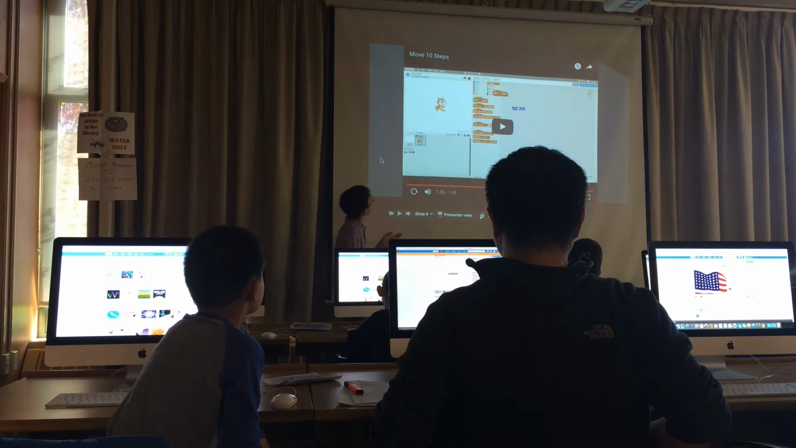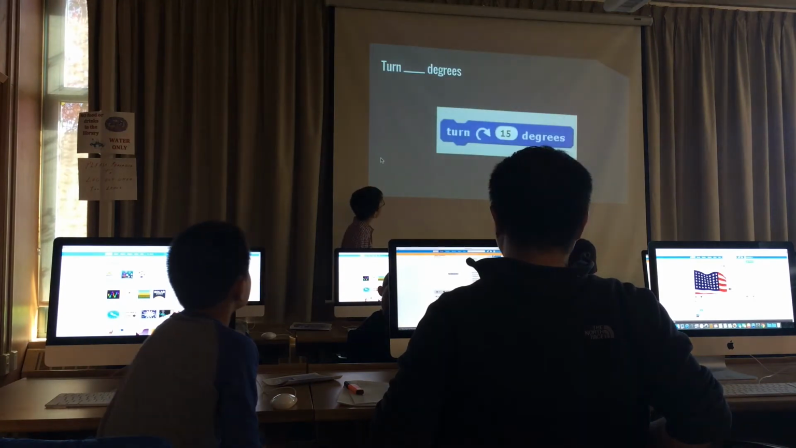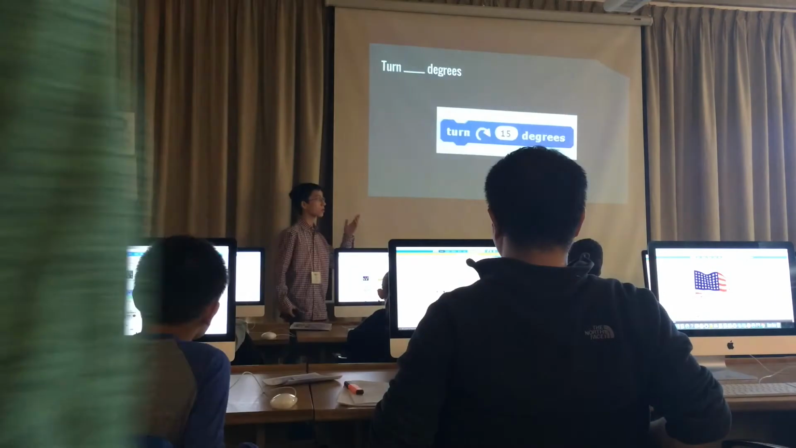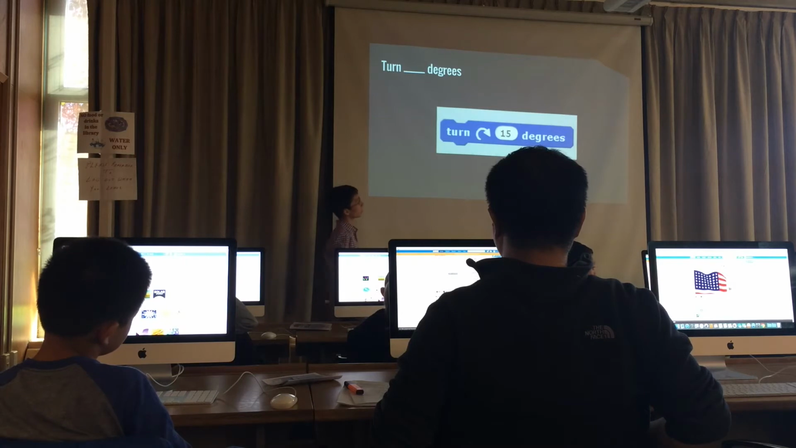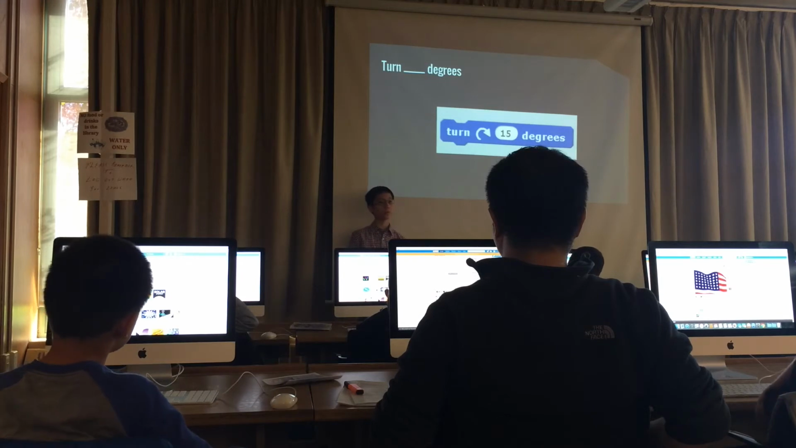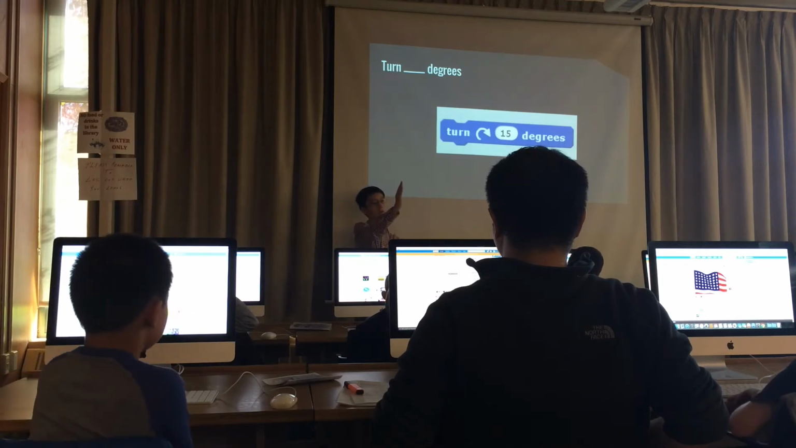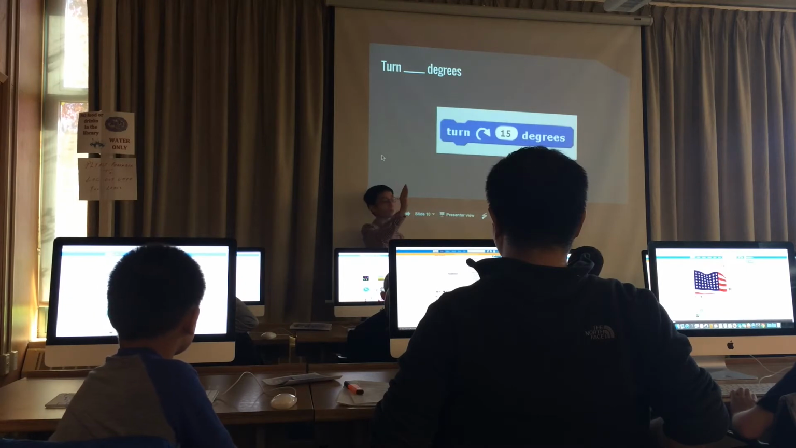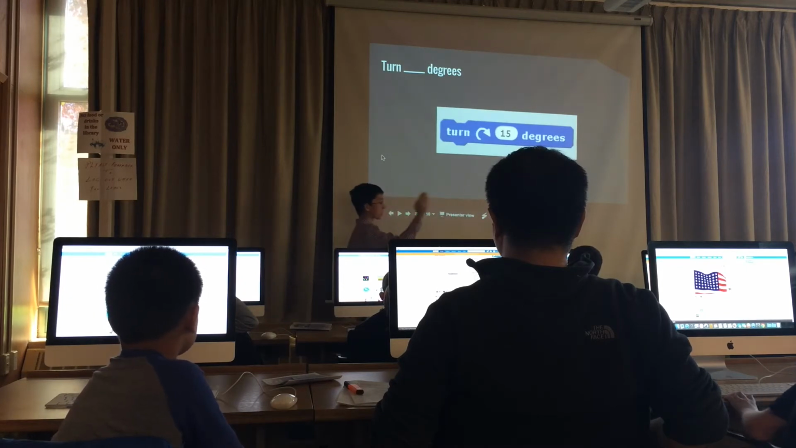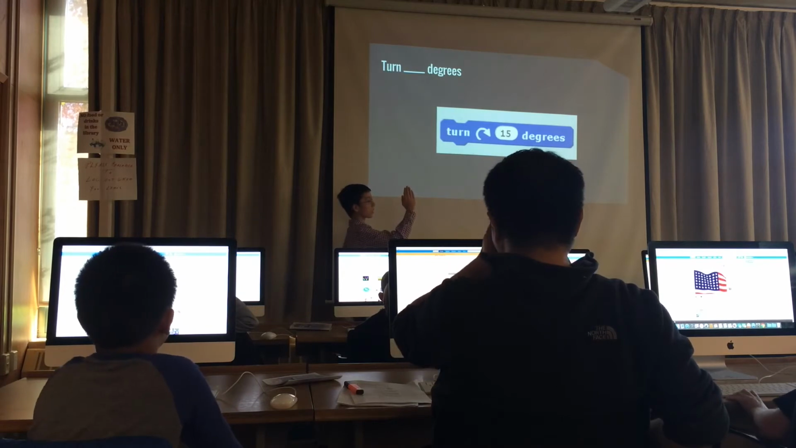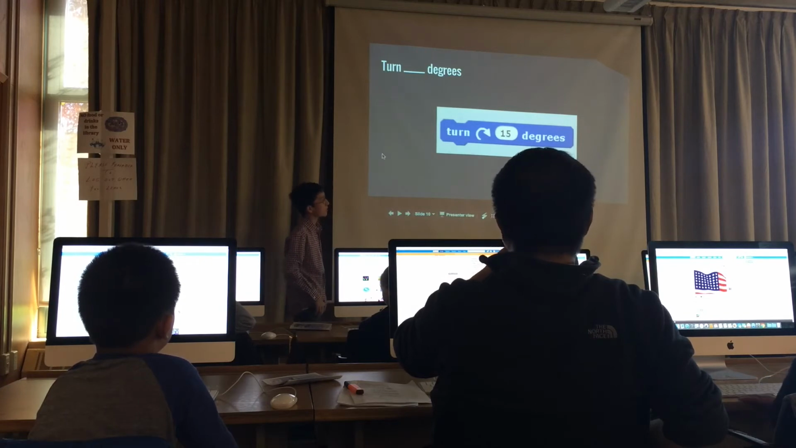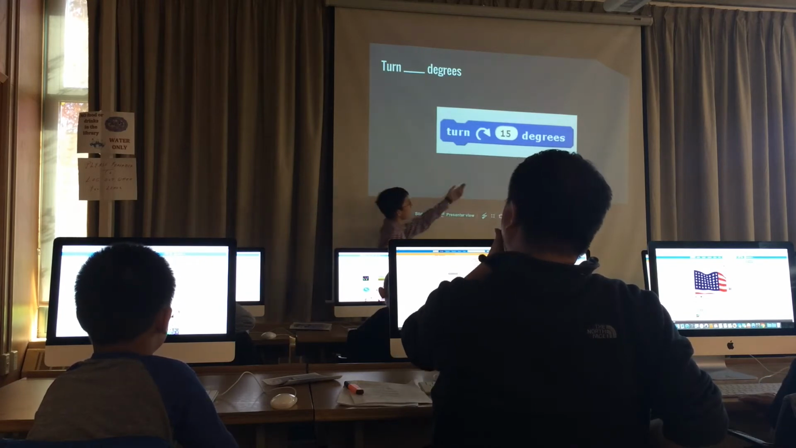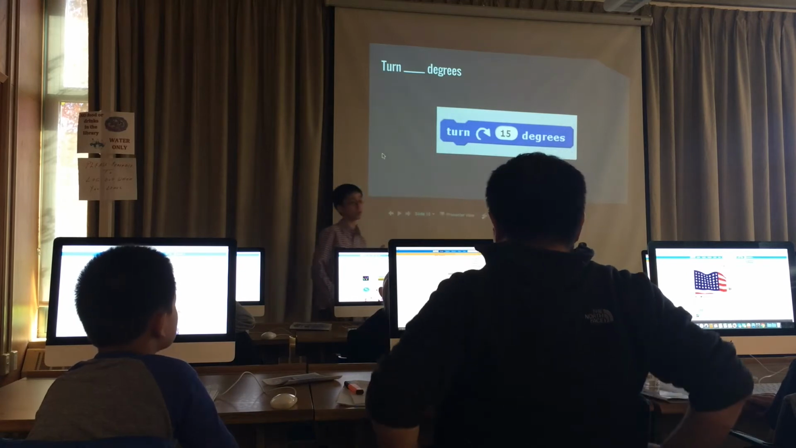Okay, so next would be the turn 15 degrees block. So this is actually extremely similar to the move 10 steps block, except instead of moving forward or backwards, it turns the cat. So in case people don't know, degrees is actually a unit of measurement. So when you turn degrees, just imagine if you're moving forward, you'd imagine my hand is like moving forward and backwards. You could say side to side. But if you're doing degrees, you're actually rotating it like this way. So you would use the turn 15 degrees block in the same way you'd use the move 10 steps. You can actually change the 15 to be any number that you want.